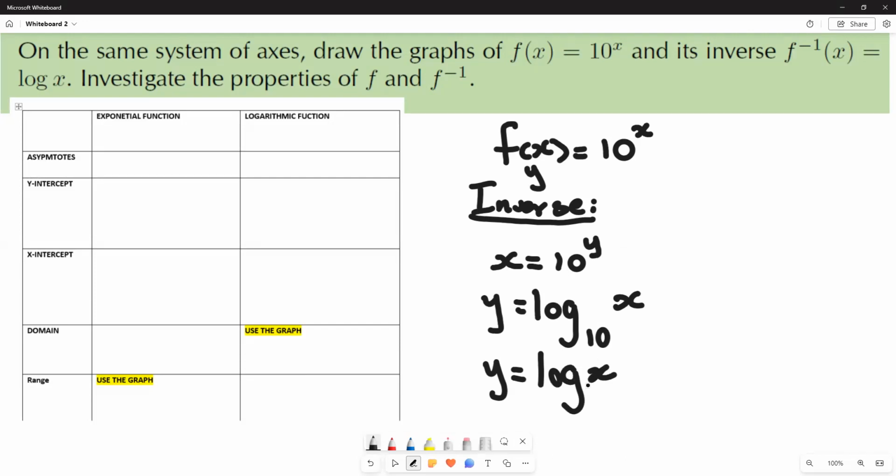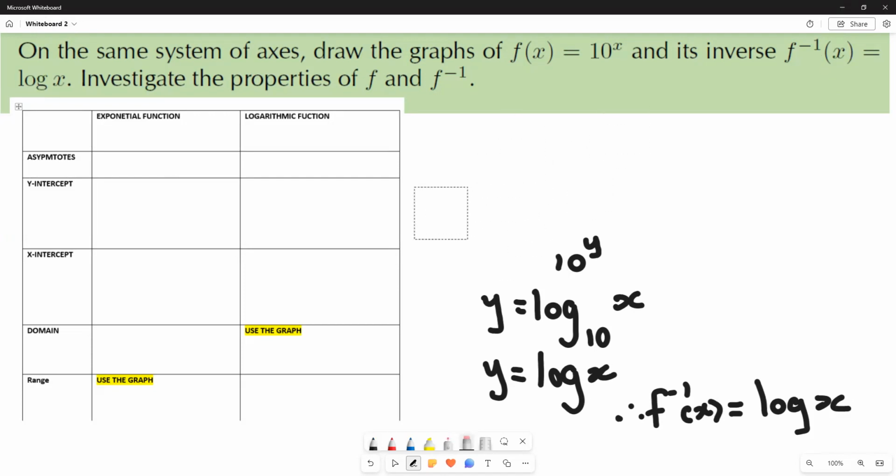Okay, perfect. And because the inverse is also a one-to-one function, we can write it in function notation, which becomes log x. That's how they got f inverse equals log x. I was just showing you how we got there.